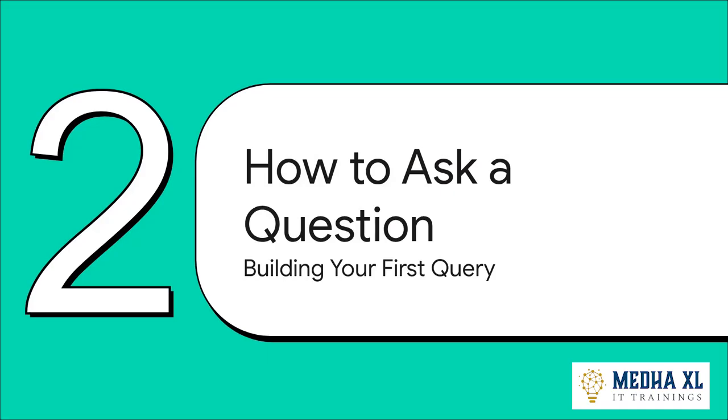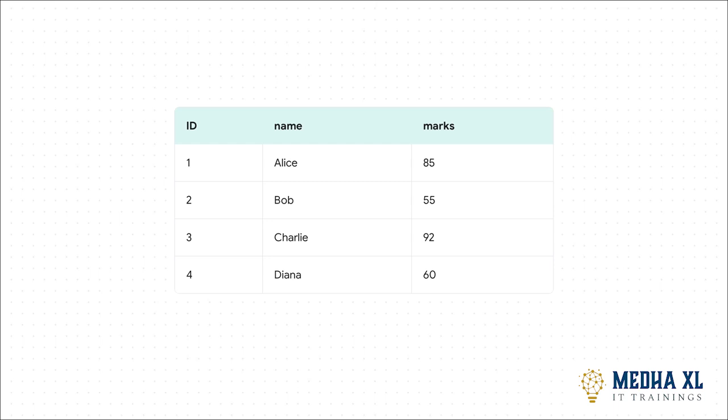So, how does it actually work? Let's get our hands dirty and actually see this language in action. We're going to build our very first query together, one step at a time, so you can see just how logical and honestly how simple it can be. Okay, imagine this is our database. Super simple, right? It's just a little table called students, and it's got 3 columns: an ID for each student, their name, and the marks they got on a test.